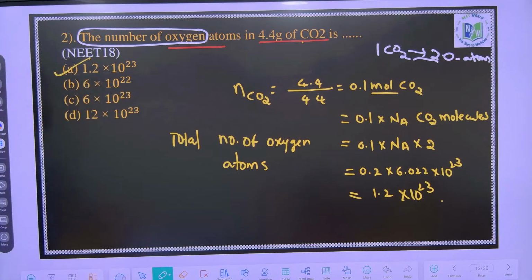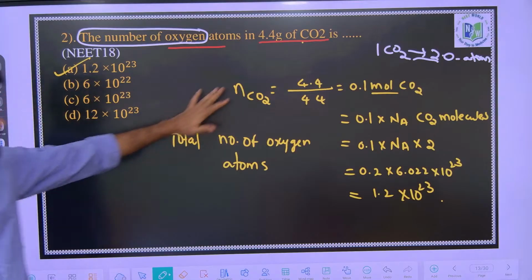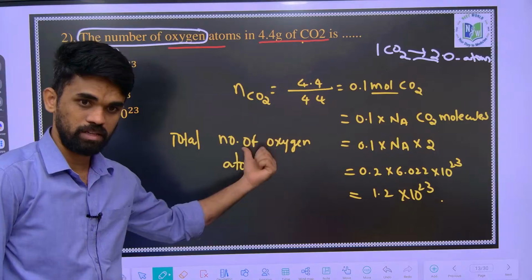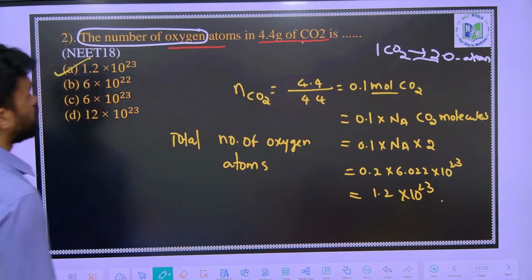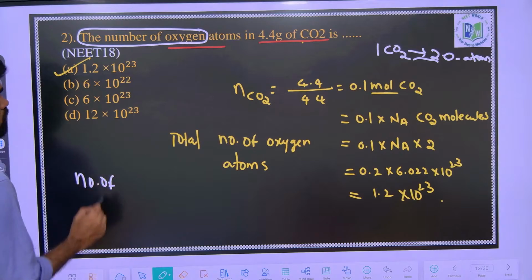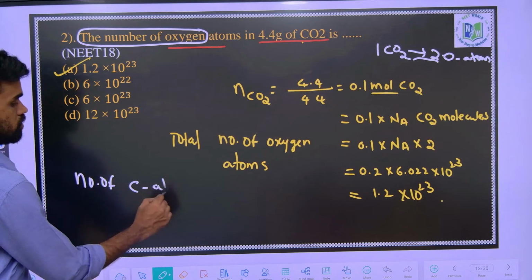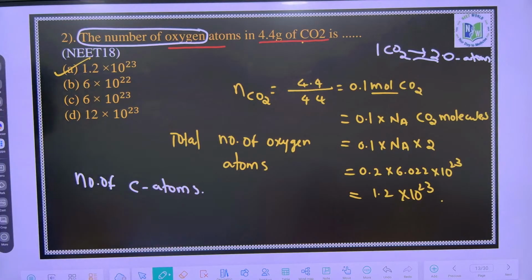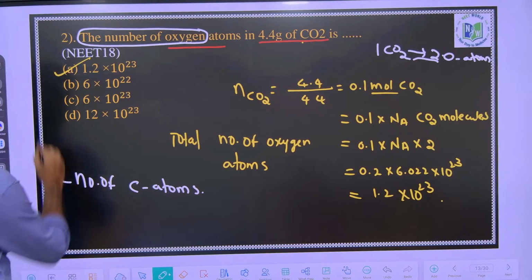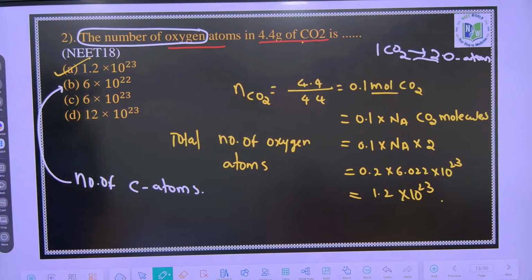First option. Clear what we are doing? Yes. Did we discuss this model or not in the previous sessions? Now I am asking the number of carbon atoms. So for this, B. Okay. So do you want one more similar kind of question?